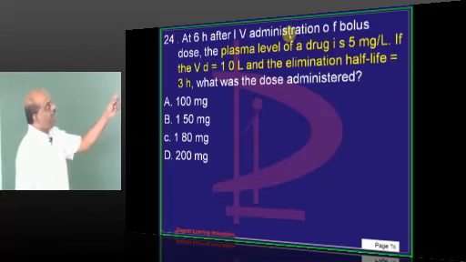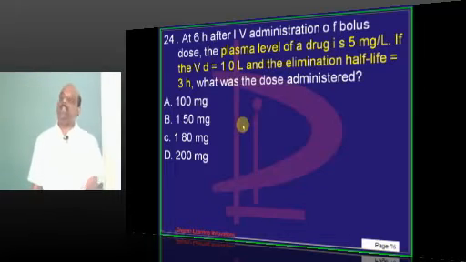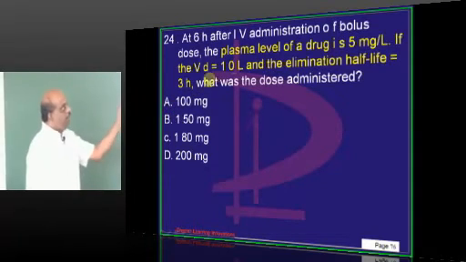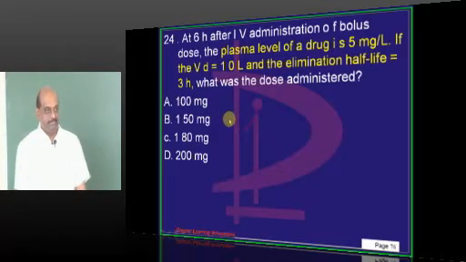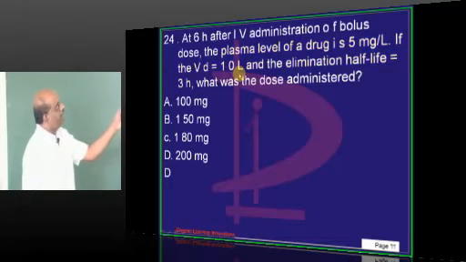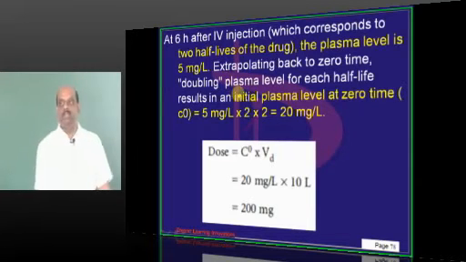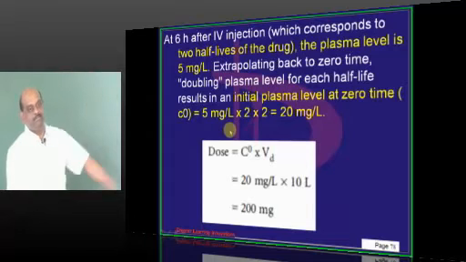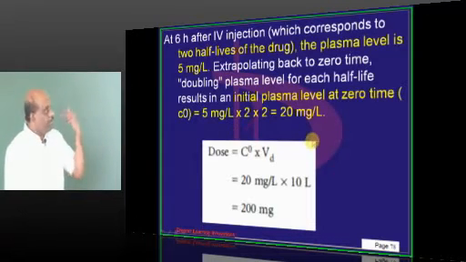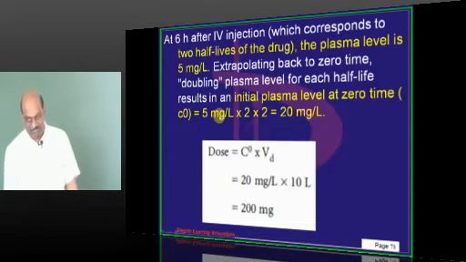6 hours after giving an IV bolus dose, the plasma level is 5 mg per liter. If the volume of distribution is 10 liters and elimination half-life is 3 hours, how much dose was administered? 200 mg. Excellent. So how many half-lives? 2 half-lives. If you go back, 5 was 10, 10 was 20. So 20 milligram per liter in first MBBS, ultimately in final MBBS became 5 mg per liter. So that's the point.